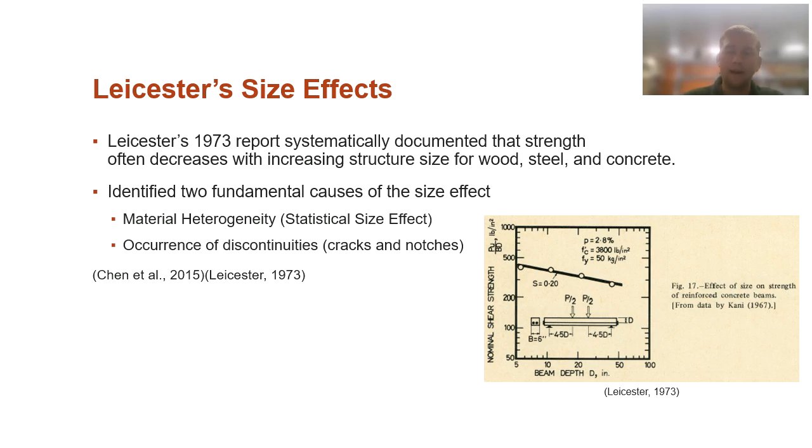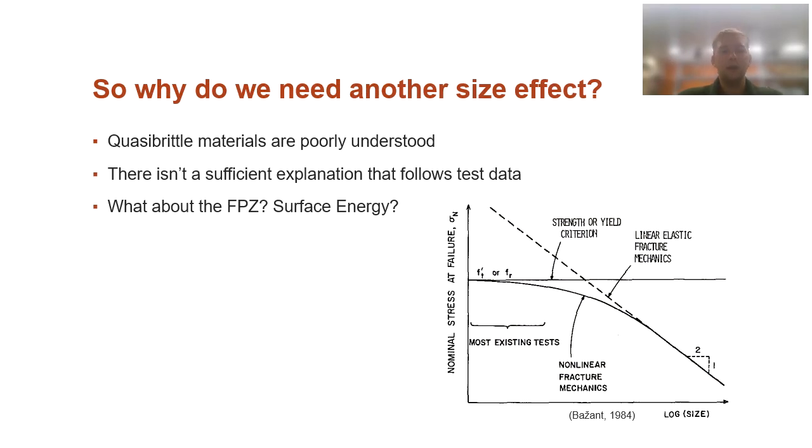But again, it hasn't yet defined the energy portion of fracture mechanics in this. That's what we're trying to build off of. So again, why do we need this? Well, because the quasi-brittle materials were poorly understood. We don't have a sufficient explanation that follows the sample data. Some folks have been able to explain it with the statistical size effect, and some haven't. That's where Bazant comes in, because we still have this looming question of what's going on with the FPZ there? What's going on with surface energy?